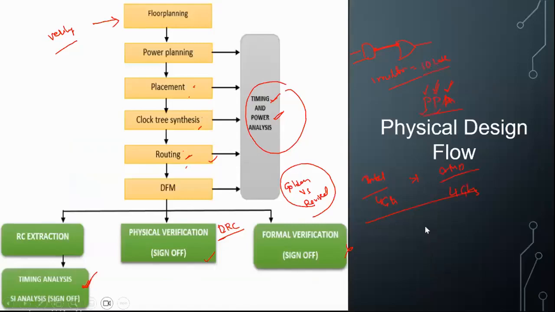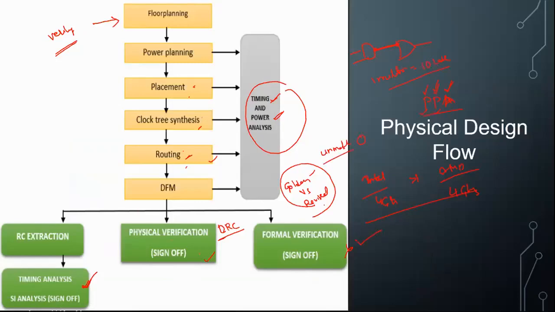Yes. Okay. So in formality, we take two netlists. One is the input netlist, which is the golden netlist, and the other is the revised netlist, which we get after physical design. We compare these two netlists and then see the unmatched points. Our unmatched points should be 0. Only then is our formality passing.